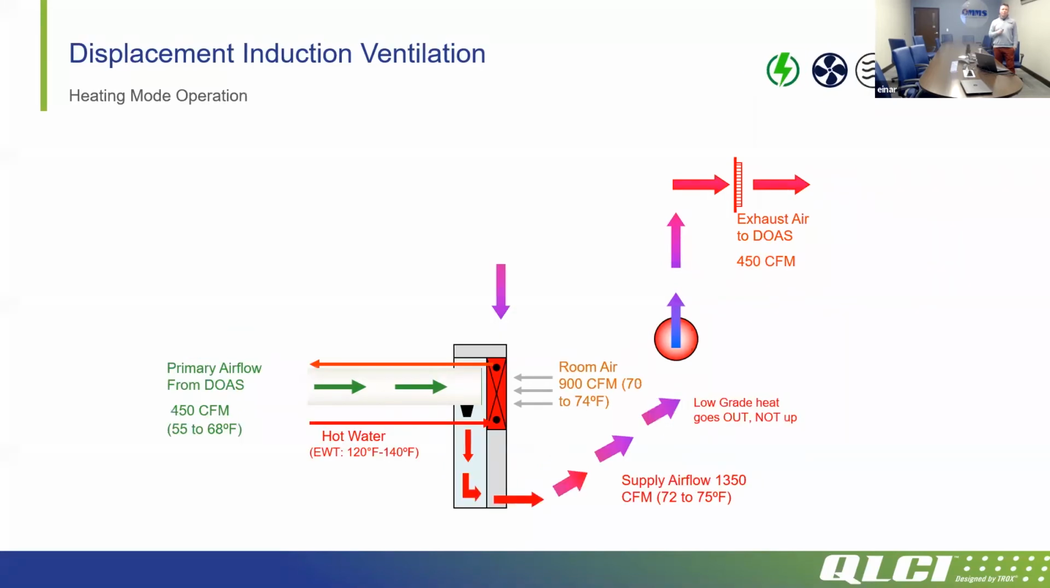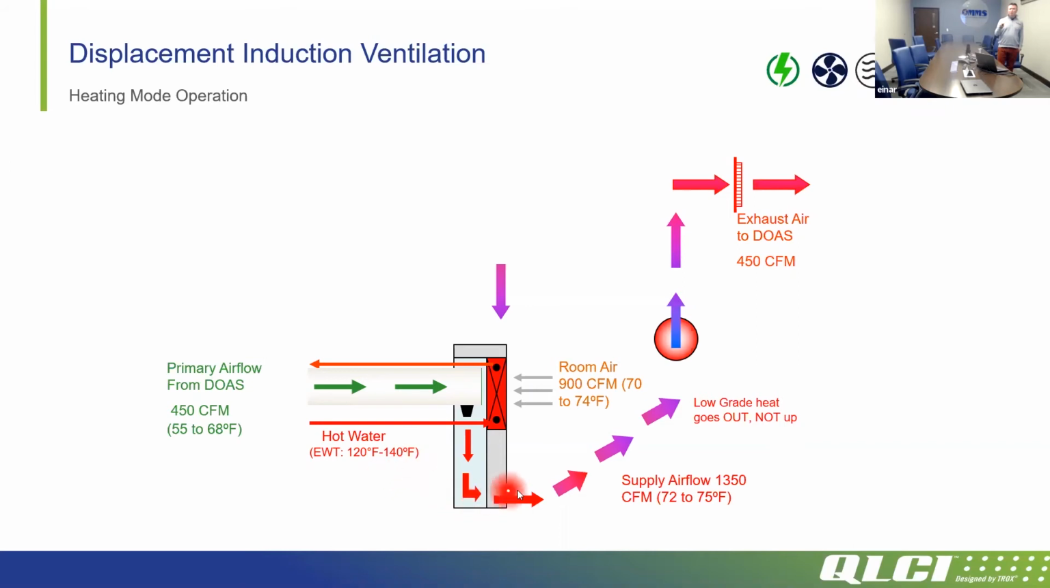Heating mode. One of the biggest challenges when you're dealing with displacement is heating. Usually you have to add a separate system like fin tube radiation. However, our design allows for, I'll step through it. We warm the DOAS air up a little bit. We bring that into the plenum, induce the same 2 parts room air. The hot water being delivered to that same coil is going to be 120 to 140 typically.